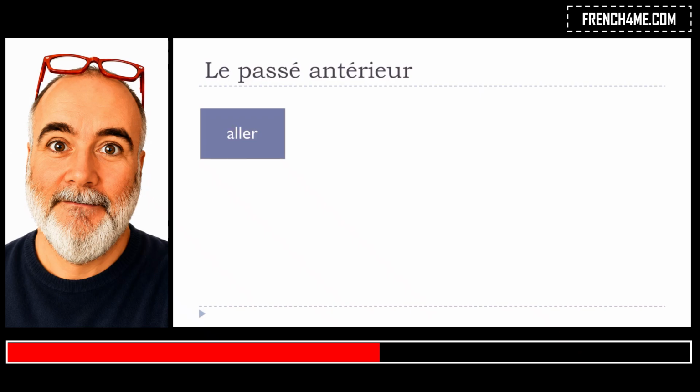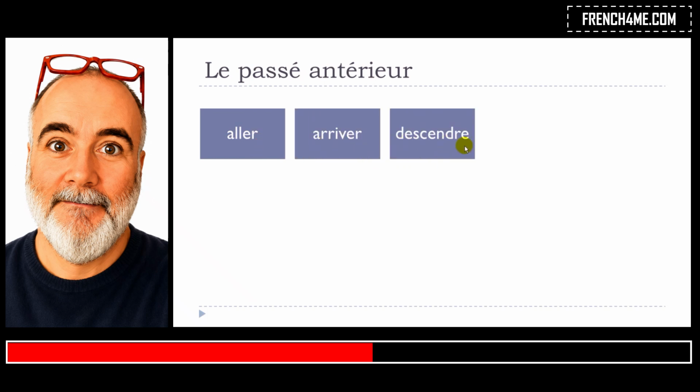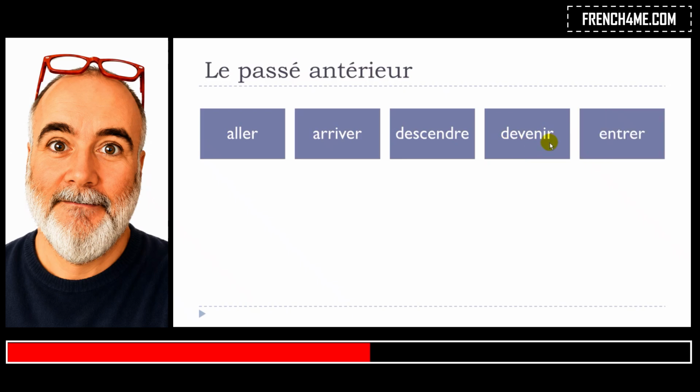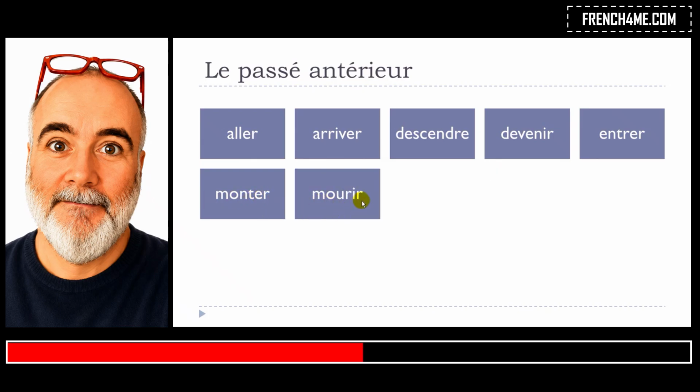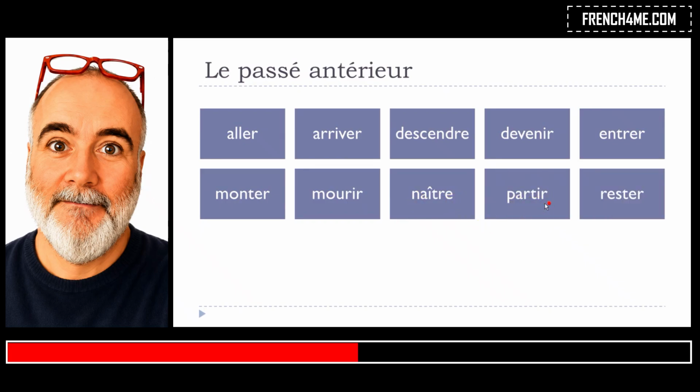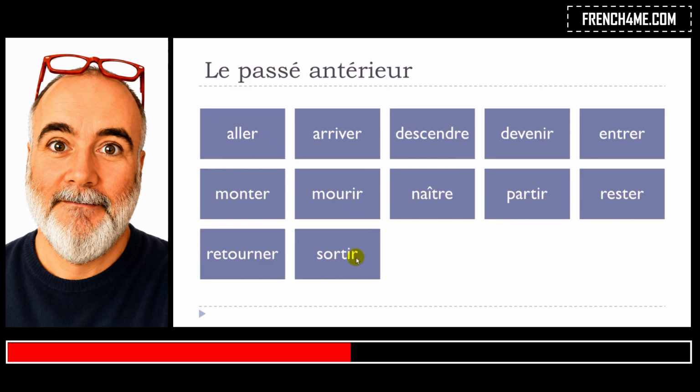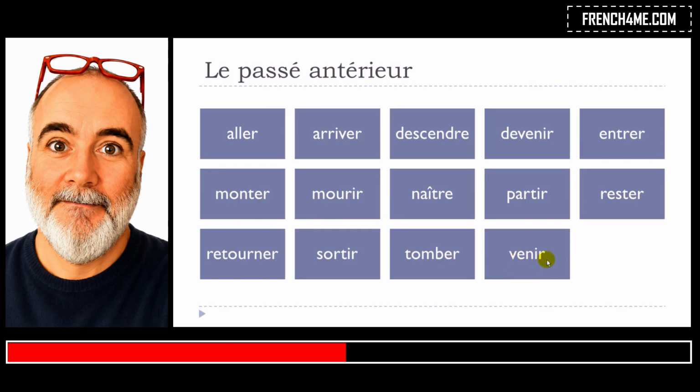Let's see now the verbs that will require the use of être. And we're talking about aller, to go; arriver, to arrive; descendre, to go down; devenir, to become; entrer, to enter, to come in; monter, to go up; mourir, to die; naître, to be born; partir, to leave; rester, to stay; retourner, to return, to come back; sortir, to go out; tomber, to fall; and then venir, to come.